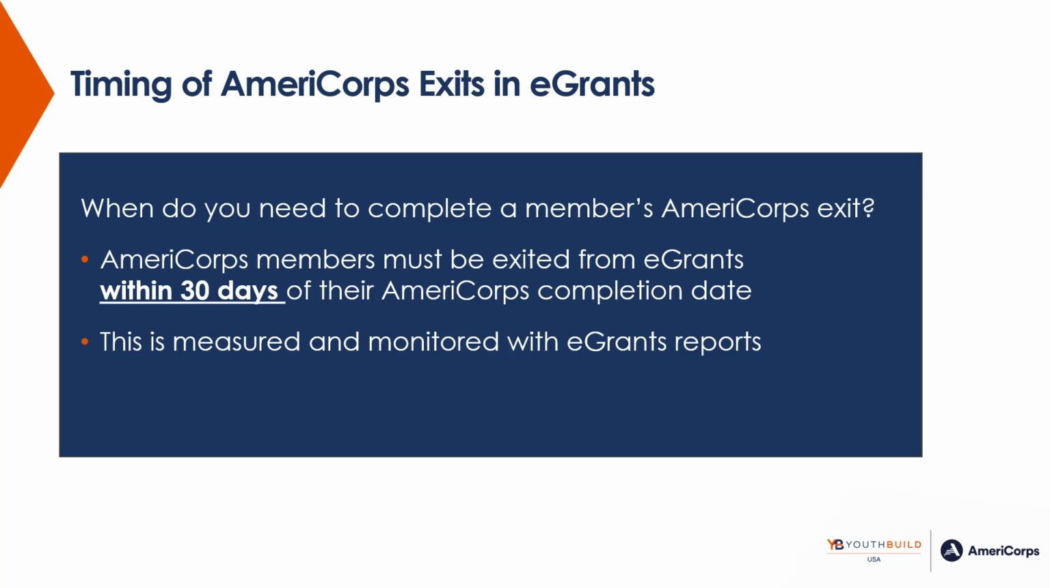There's one final important note about this exit process, and that is the requirements around timing. So when do AmeriCorps exits need to be complete by? The answer is that AmeriCorps members must be exited from eGrants within 30 days of their AmeriCorps completion date. Again, their completion date is the last day that the member earned service hours on their hour log. So you have until 30 days after that completion date to get into eGrants and complete the member's exit.